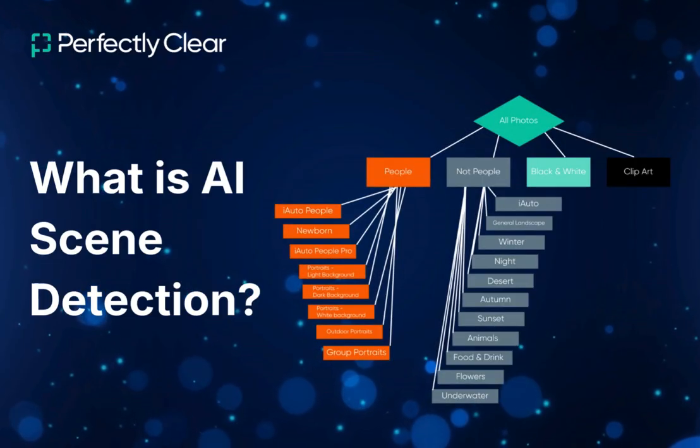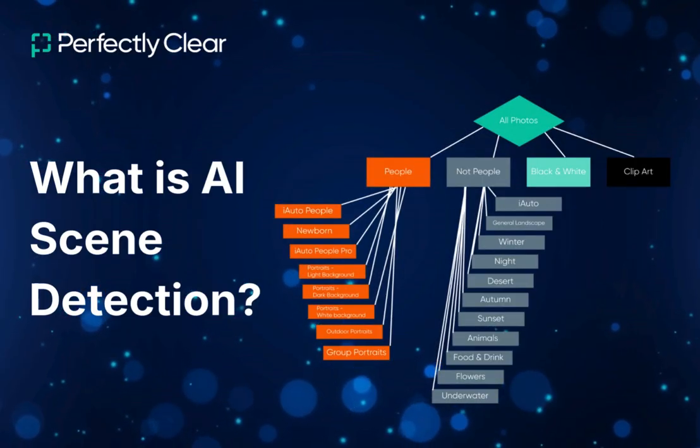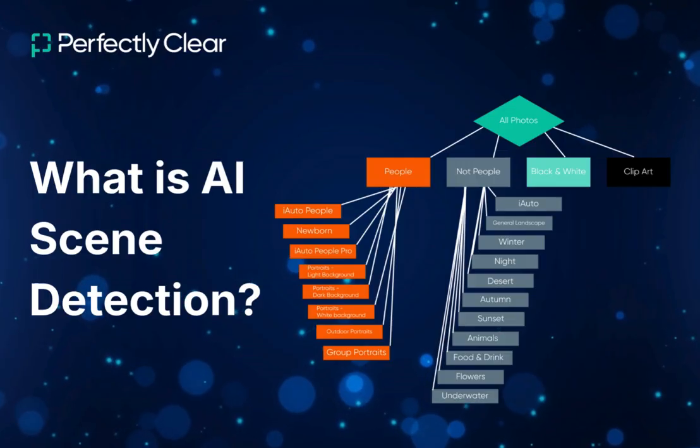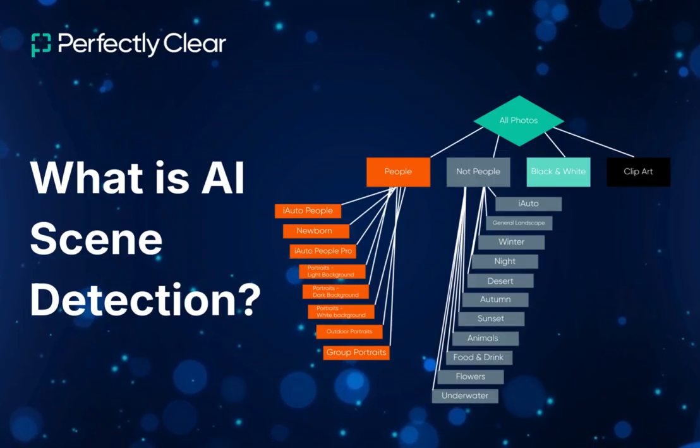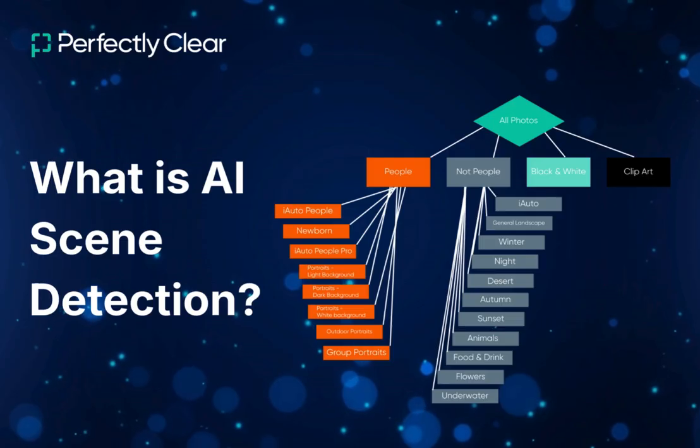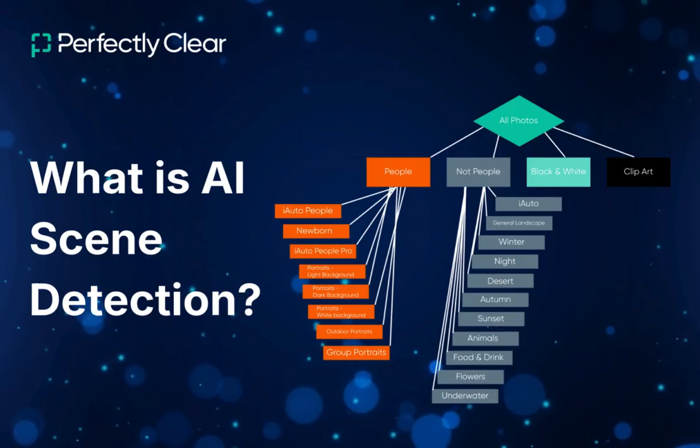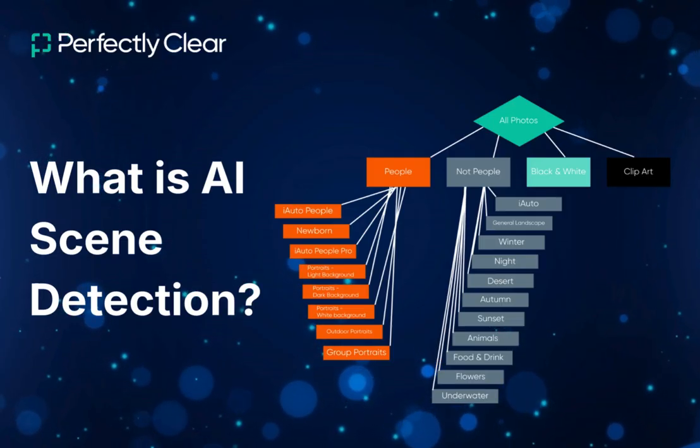This technology uses machine learning to detect image scenes, categorize them according to this decision tree on screen, and then apply the optimal preset automatically. In other words, different editing presets are automatically applied based on what scene is detected.